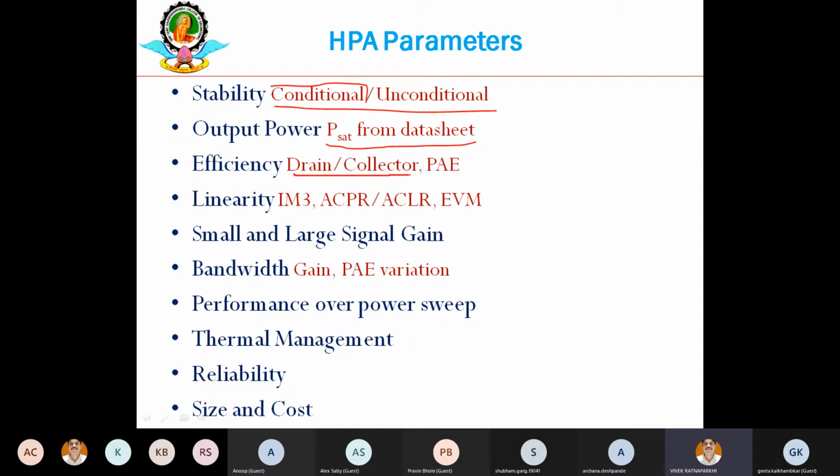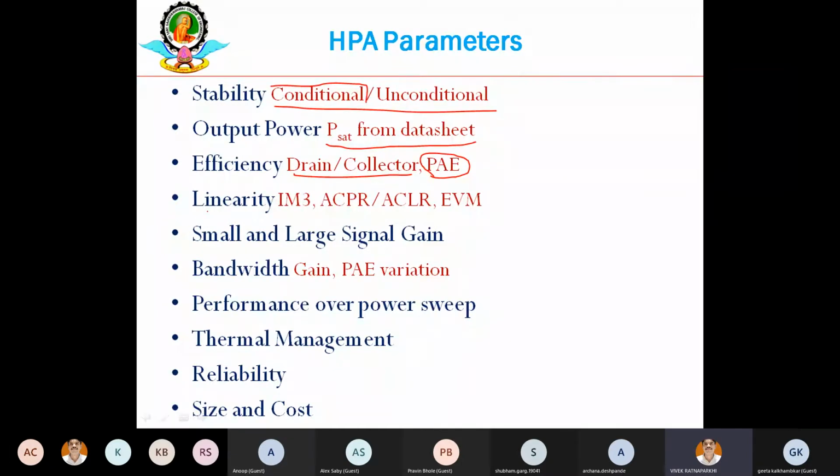First is drain or collector efficiency. If it is a FET, that is called drain efficiency, and if it is a BJT, then that efficiency will be called collector efficiency. And another important parameter is power added efficiency, which is more important than drain or collector efficiency. It tells us how effectively the given RF input is being amplified by your power amplifier, and what the DC input power is. So RF input as well as PDC, both will be considered while calculating PAE. I will let you know the difference between these two definitions on the next slide.